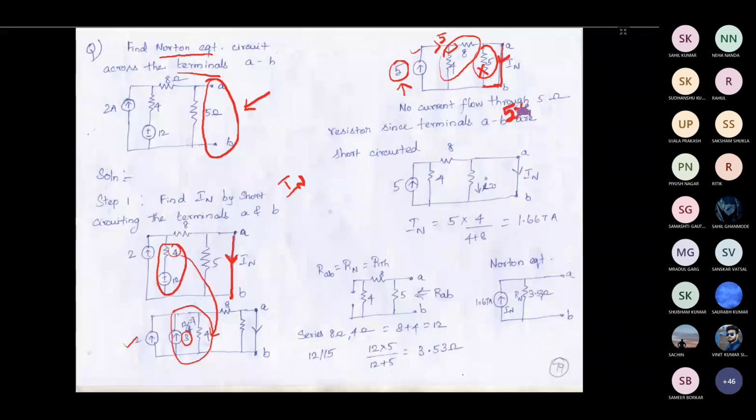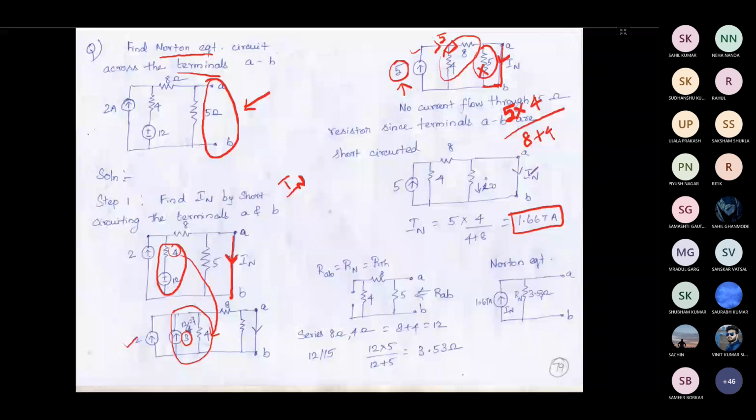Actually, whatever the current flowing through this terminal AB, that is same as the current flowing through this 8 ohm resistor. So the opposite resistor is 4 ohm, and the sum of the resistance is 8 plus 4, that will be giving the Norton current, that is nothing but 1.667 ampere.